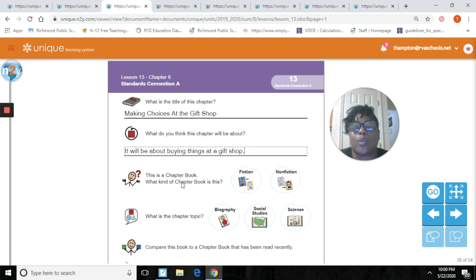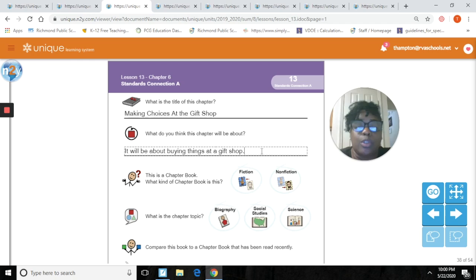This is a chapter book. What kind of chapter book is this? Is it a fiction book or a nonfiction book? Now, I want you to think about these two types of books, okay? Now, fiction book is what kind of book? Did you say it's a make-believe book or an imaginary book, a book that's not real? That's correct, if you did, okay? What kind of book is a nonfiction book? Did you say it's a book that's based on actual facts or something that is true that really happened? Okay? If you did, you are correct.